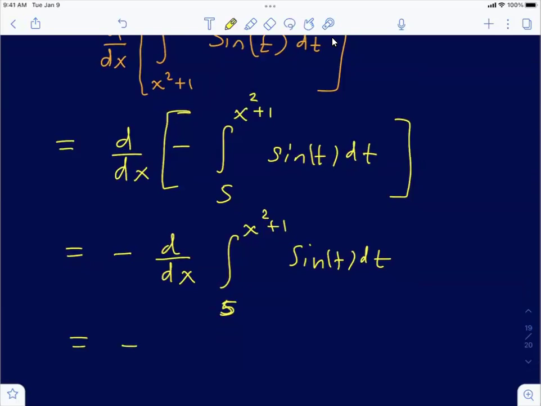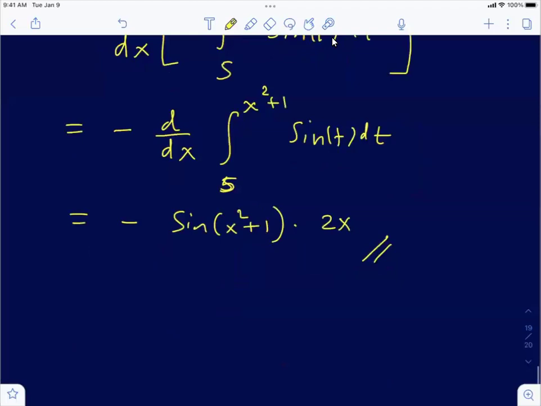So now, first of all, simply plug in whatever is bound in the position of t. So it's going to be sine of x squared plus 1, and then times the derivative of that top bound. So that is going to be just 2x. And based on this, it's not limited to this changing of bounds. It could be any other property in the definite integral property list that you can employ in these computations.